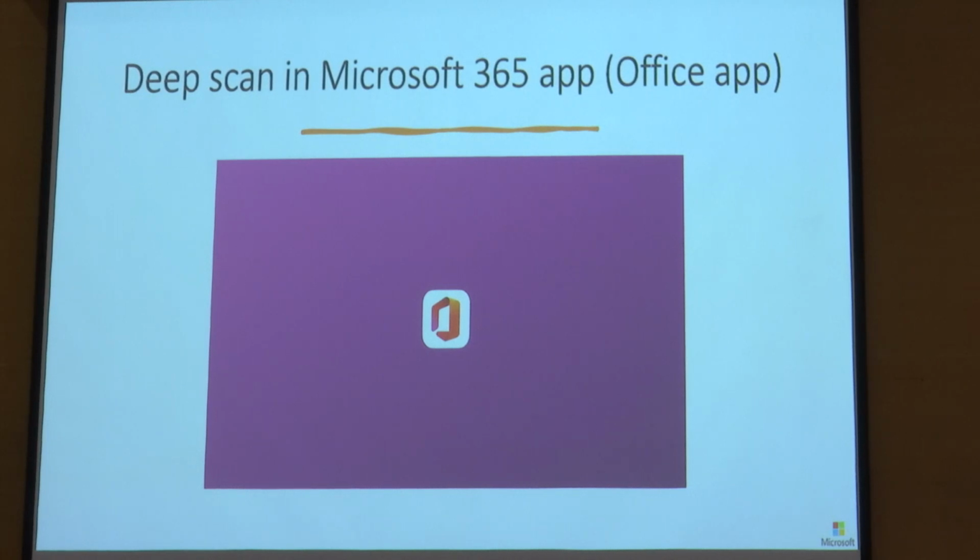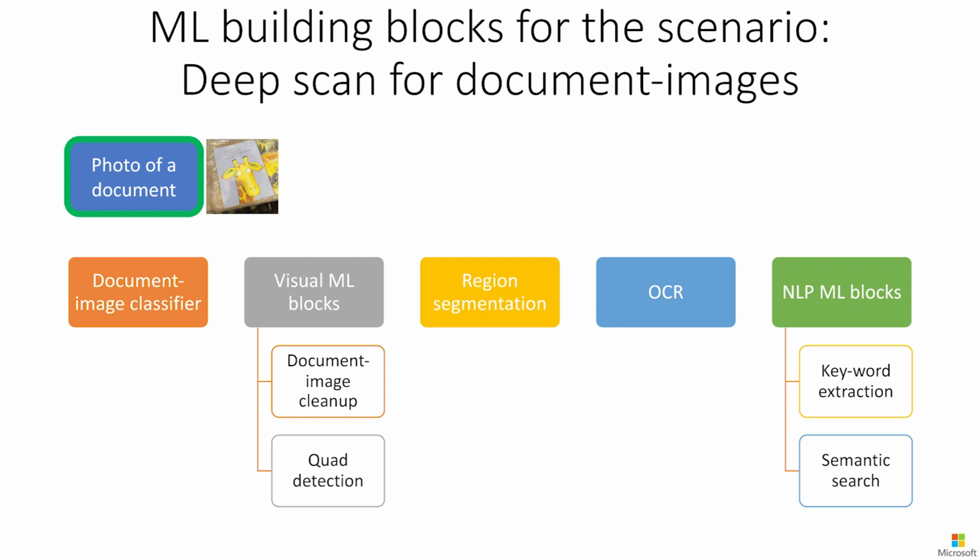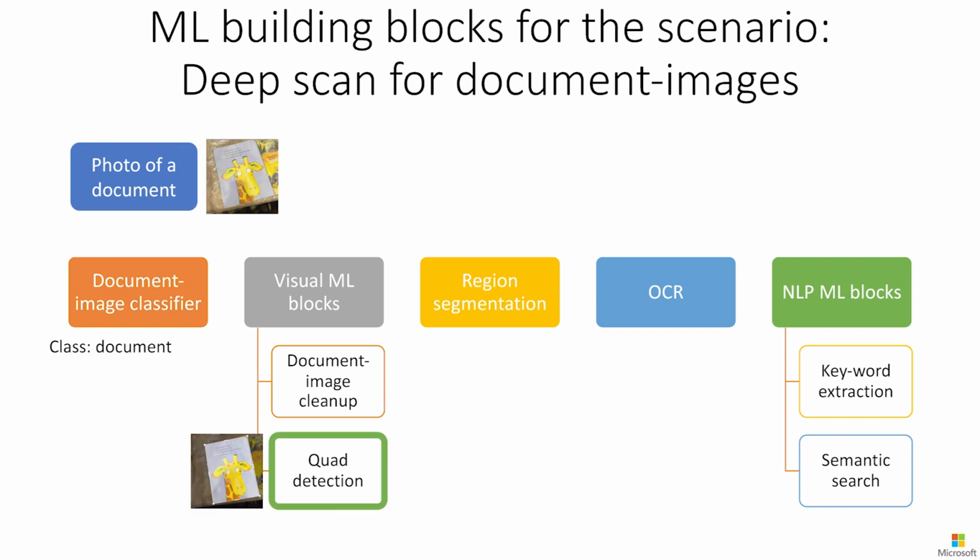As you can see, this simple demo required a lot of basic ML building blocks. So what are they? Let's say I capture a photo of a document, a children's book. The first step is to identify whether the image has a document or not. Among other things, the document image classifier will say that yes, there is a document present, and it should happen in real time, because as soon as this happens, the document is identified.